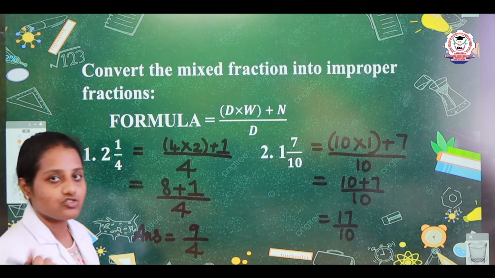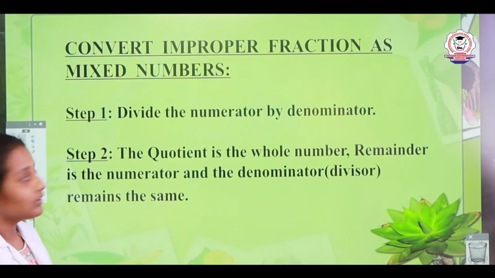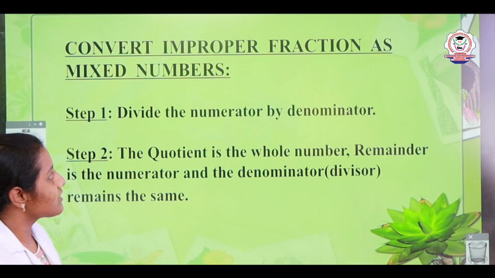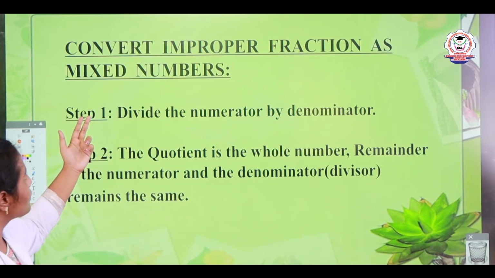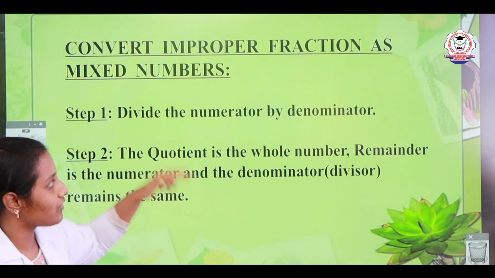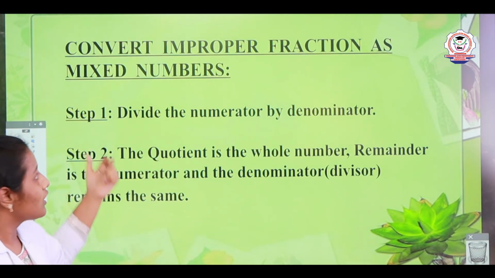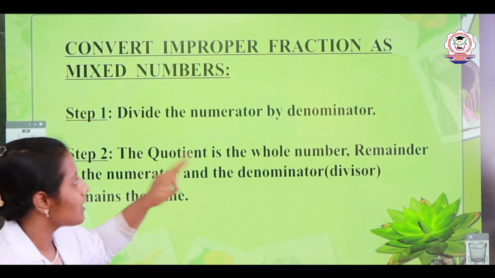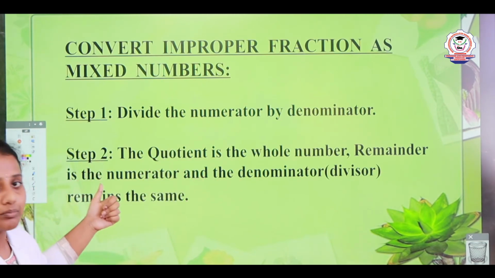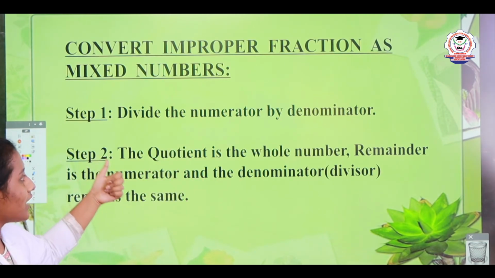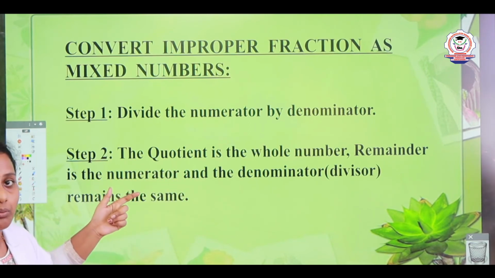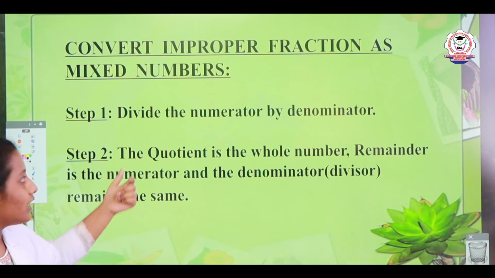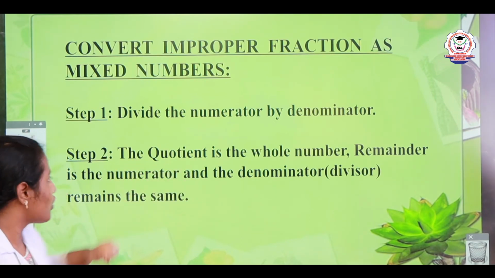We will see the next topic. First, we have done converting mixed fractions into improper fractions. Now we will convert improper fractions into mixed numbers. What is the first step to do this? Yes, divide the numerator by the denominator. They have already given the numerator and denominator. We want to divide the numerator by the denominator.